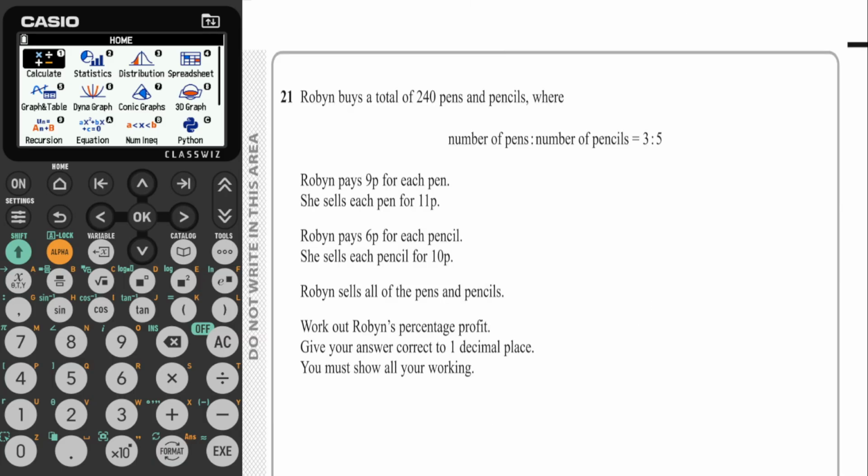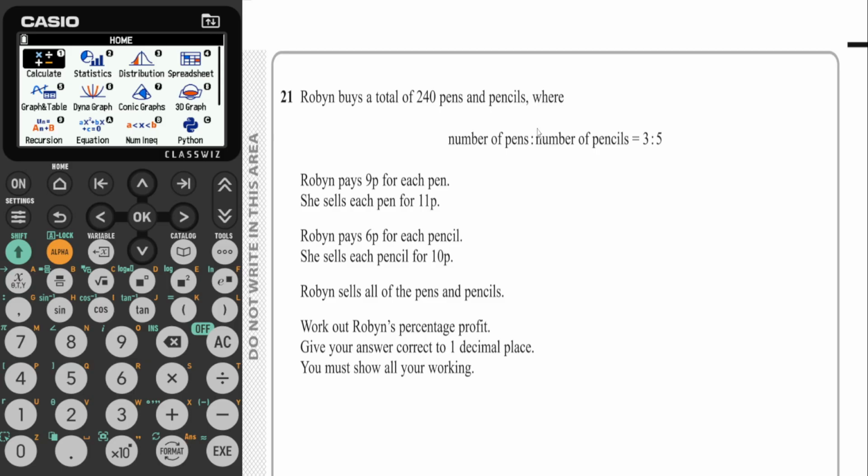Question number 21. Robin buys a total of 240 pens and pencils, where the number of pens to the number of pencils is equal to 3 to 5. Robin pays 9p for each pen. She sells each pen for 11p. Robin pays 6p for each pencil. She sells each pencil for 10p. Robin sells all of the pens and pencils. We have to work out Robin's percentage profit. Give your answer correct to 1 decimal place. You must show all your working.